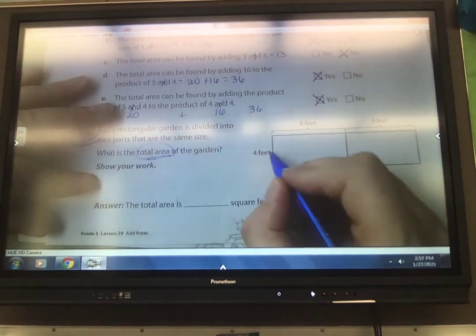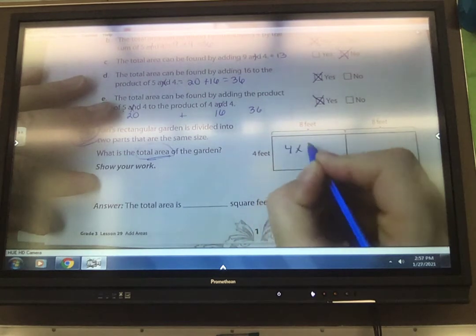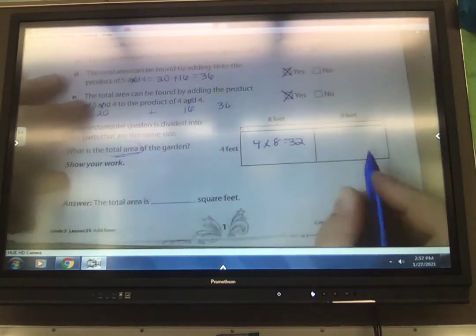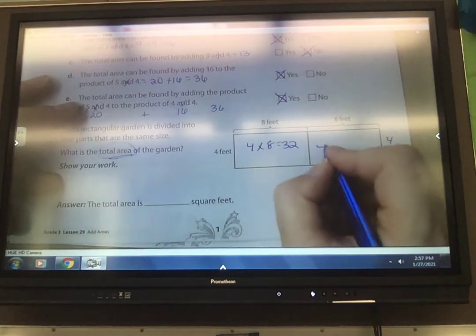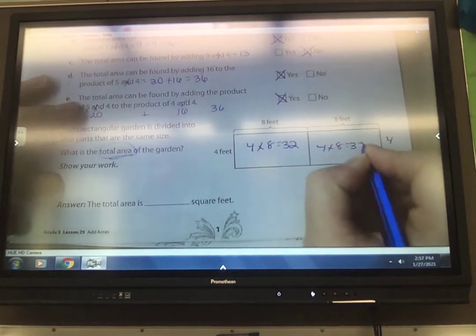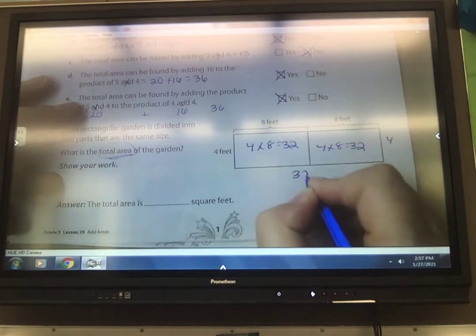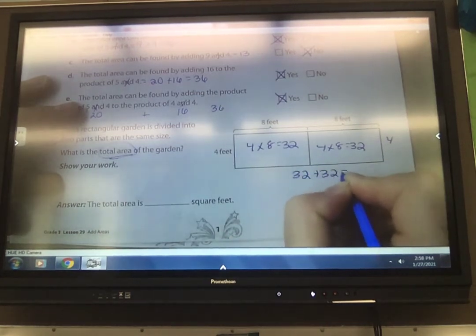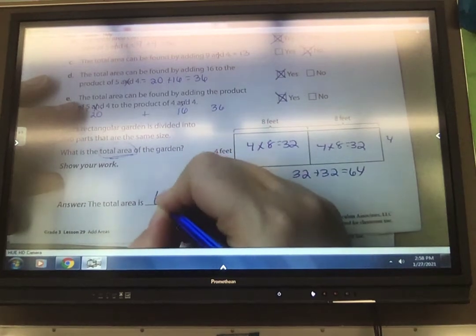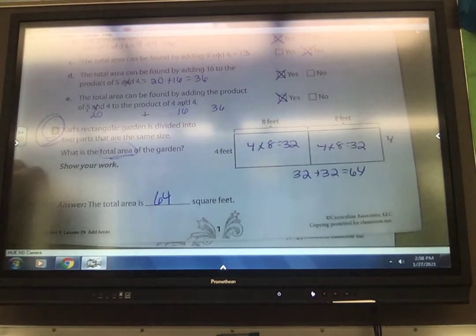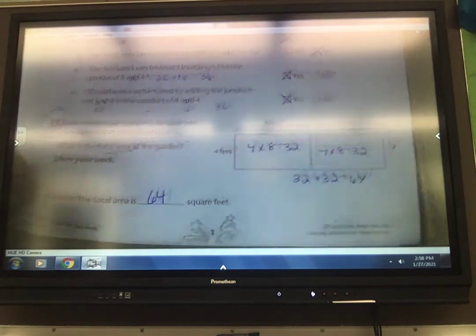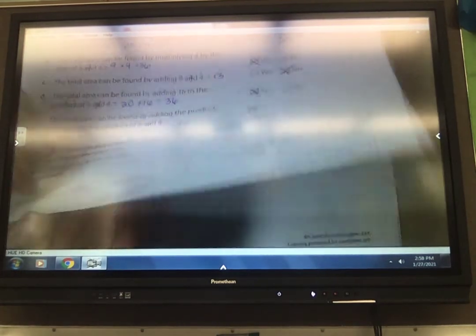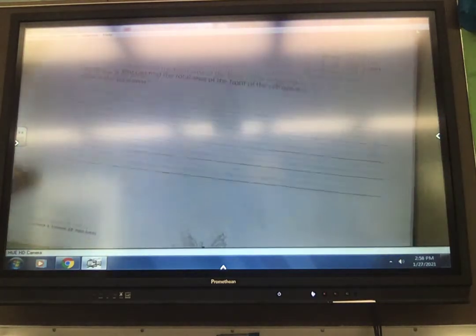Alright, this side we have 4 and 8. 4 times 8 is 32. Another 4, because remember both sides match. 4 times 8 is another 32. Add them together. 32 plus 32 equals 64. So our total area is 64. You will definitely see problems where you have to put areas together. Alright, next page. Only 3 to go.